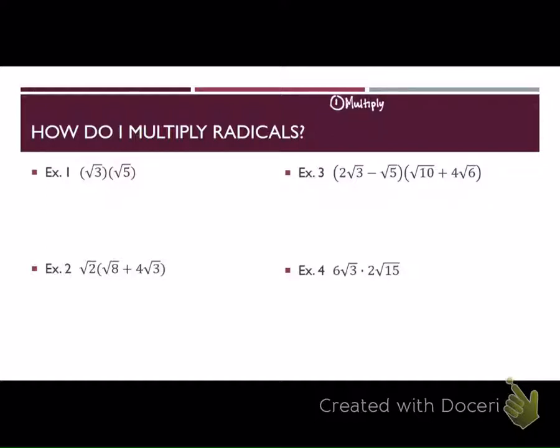All right. You're going to multiply outside numbers together and the numbers inside the radicals together.